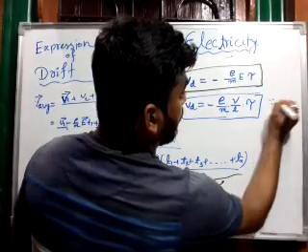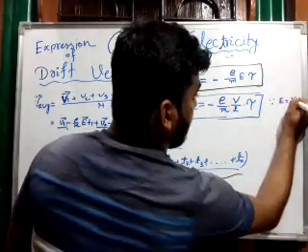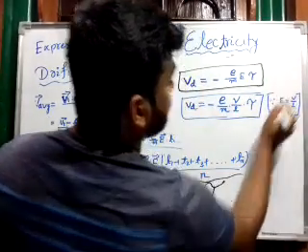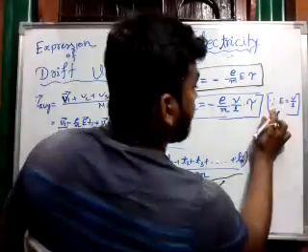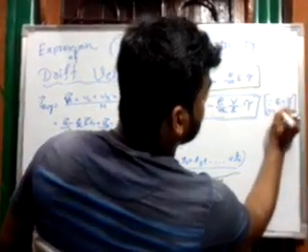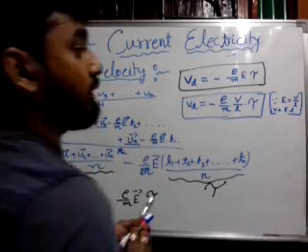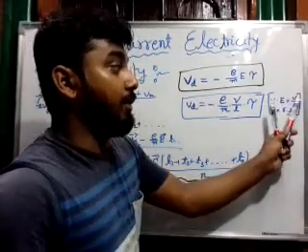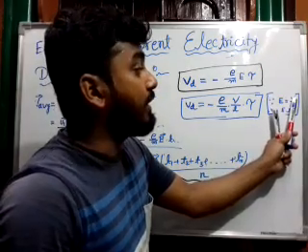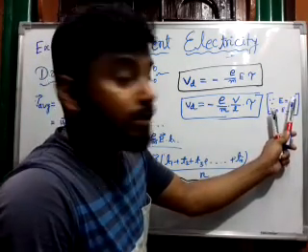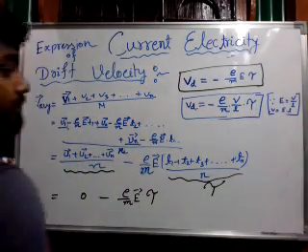Since we know E is equal to V by L, or you write V is equal to E into L, same as it is. Because this V is referenced as potential, not velocity. Mind it, it is called the potential with respect to E. Okay? Clear?